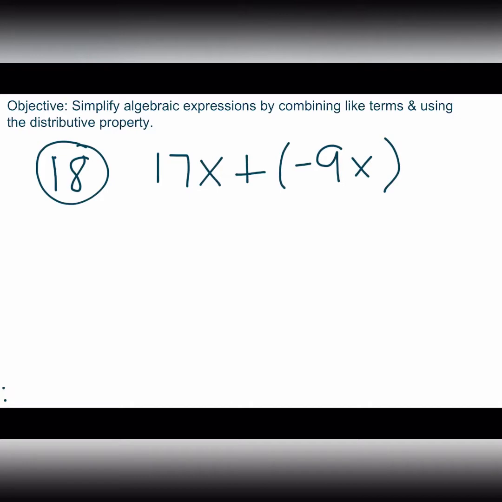Okay, here's another example where we have a positive and a negative. We have 17x plus negative 9x. We can combine these two because they both have the same variable, x. We have more positives than negatives, because we have 17 positives and 9 negatives. So our answer here is going to be positive. And then 17 minus 9 is 8x. And that is our final answer.